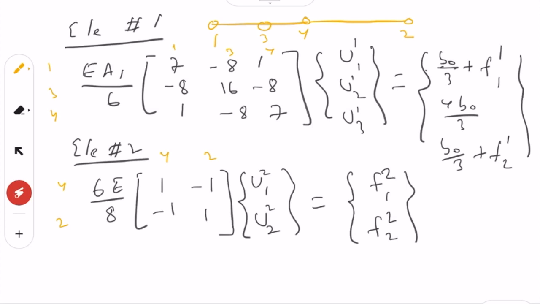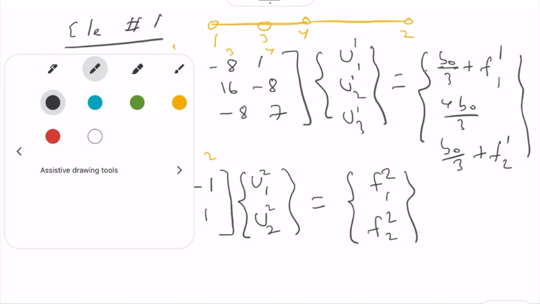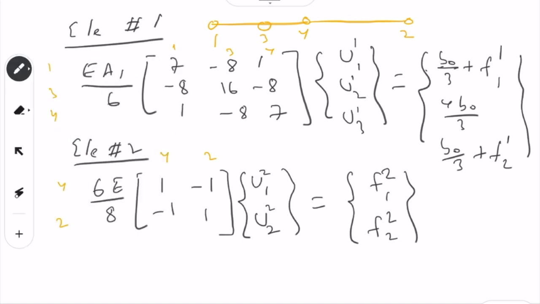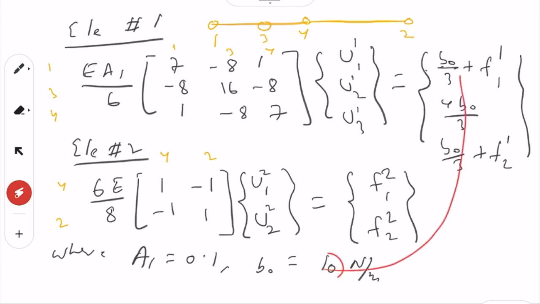Okay, let's write it. We will put common E, and all other things we can write where A1 is equal to 0.1 meter square, so we will have that. E we will have in common, and B naught is equal to 10 Newton per meter, so we can have this value. The other we will find out what to do.